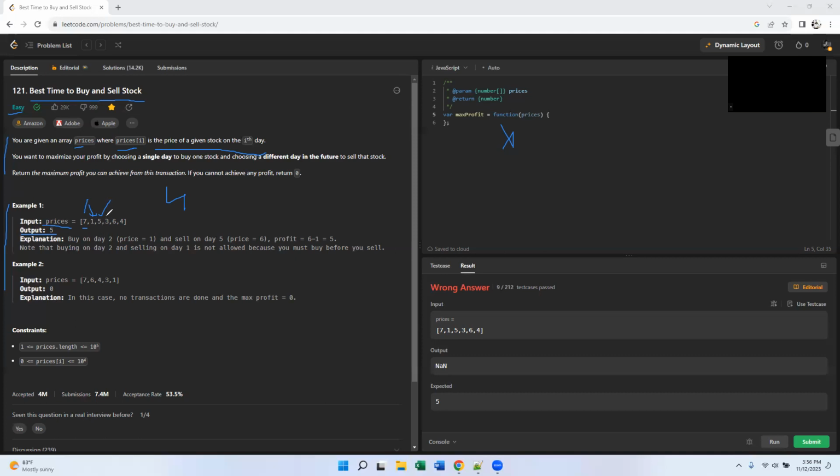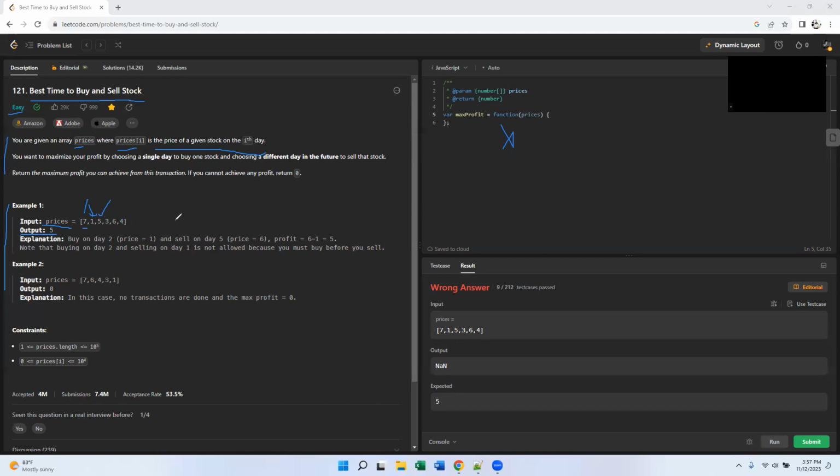Now let's see the fourth day, which is 3. 3 minus 1 is 2, so we won't be updating our maximum profit. If we go to the fifth day, which is 6, 6 minus 1 is 5. So now our maximum profit is 5. If we go to the end, we get 4 minus 1, which is 3. So this is the maximum profit we can figure out. Now if we buy on any other day as well, say on 5, then 3 minus 5 is minus 2, and 6 minus 5 is 1, so we'd get 1 as a profit. So across all permutations and combinations, we get 5 as the best option.